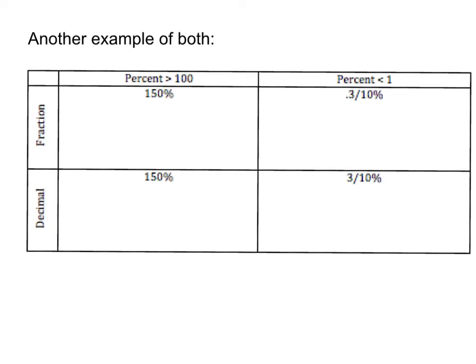Now let's look at another example of both. Let's start with percents greater than 100. We will start with 150%. That's going to give us 150 over 100. When I change it to a mixed number, it's going to give me 1 and 50 over 100. I will reduce that by dividing both the numerator and the denominator by 50, which is going to give me 1 and 1/2.